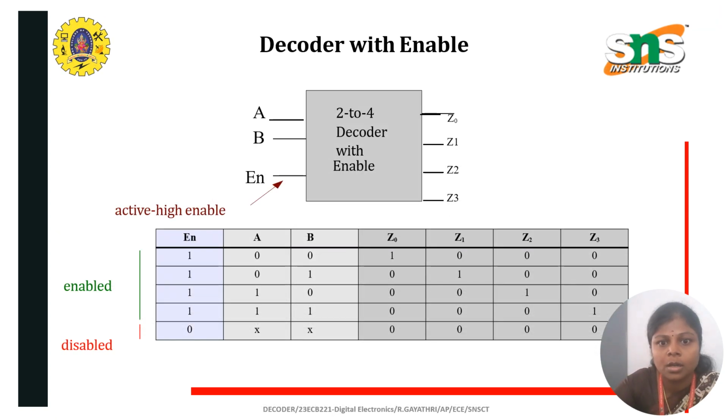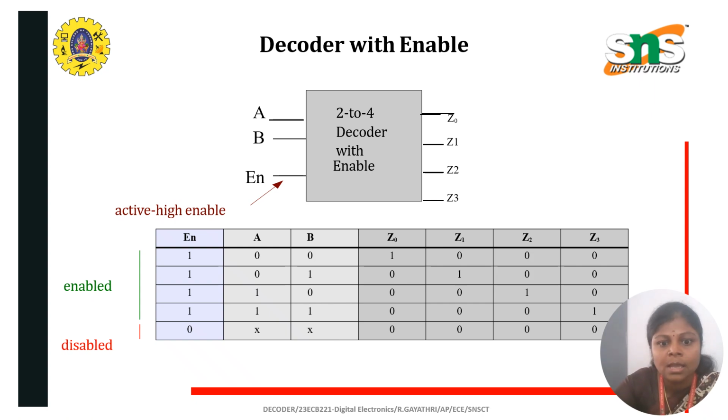Then coming to the decoder with enable pin, for the same 2 cross 4 decoder, in addition we have an enable pin. EN represents the enable pin, which is active high. When the inputs A and B are 0 0, 0 1, 1 0 and 1 1, the enable pin will be 1, that is enabled, actively high. When A and B are in don't care condition, the enable pin will be disabled.